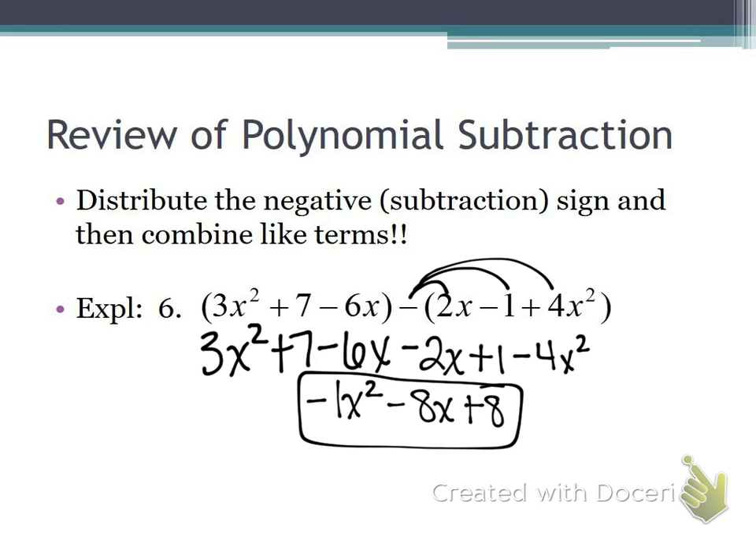If it helps you to circle or box in the like terms, you can do that. Some people like to use different colors. Like these ones went together. These two in the middle went together. And then your constants were left over, the 7 and the 1. If you need to do that to help you organize your thoughts, that's fine. If you don't need to, don't worry about it.